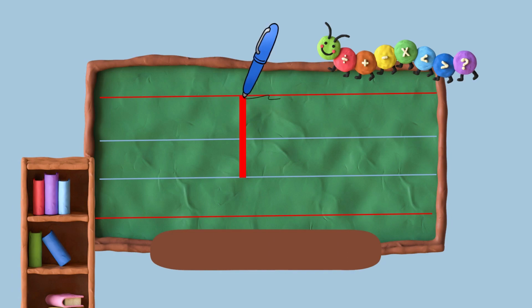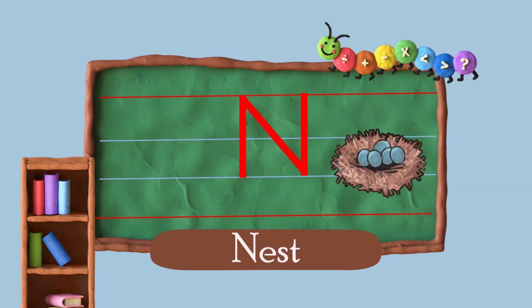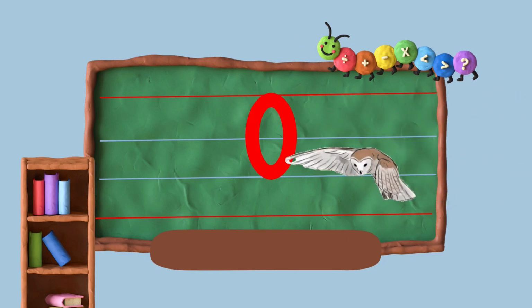Standing line. Now draw right slanting line and standing line from the bottom. Makes the letter N. N for nest. Draw left curve, joining right curve. Make the letter O. O for owl.